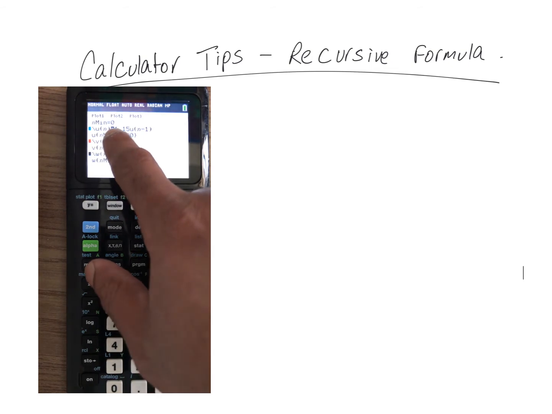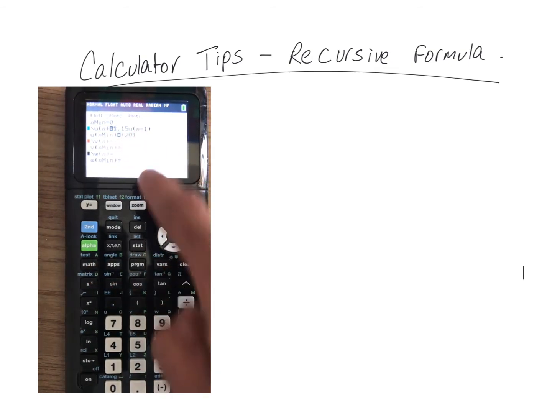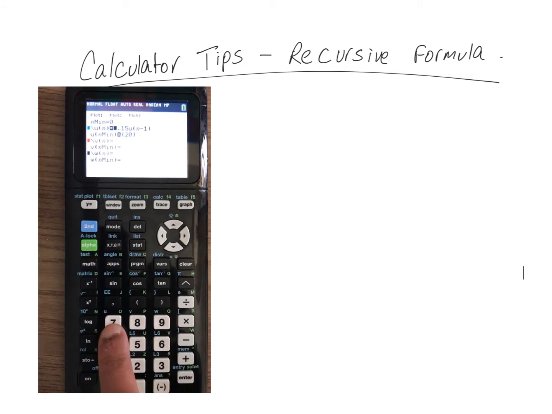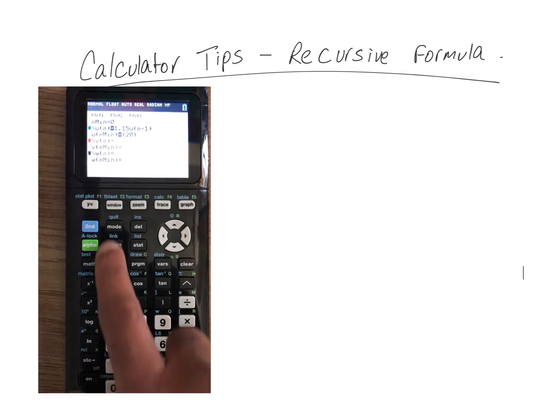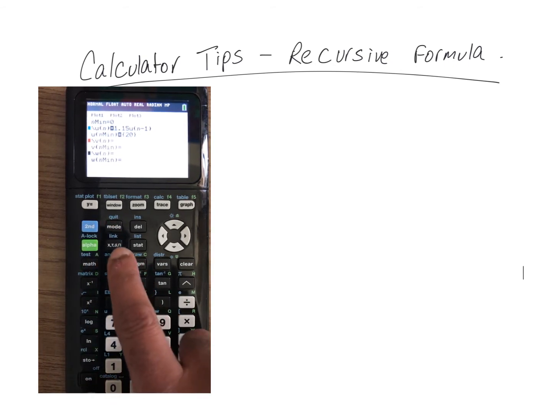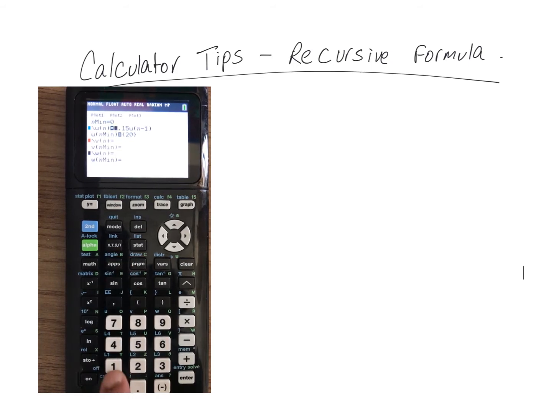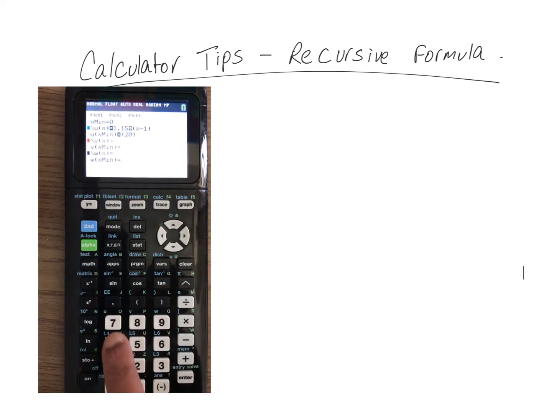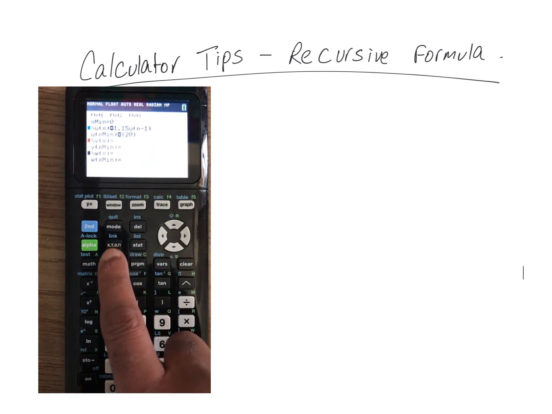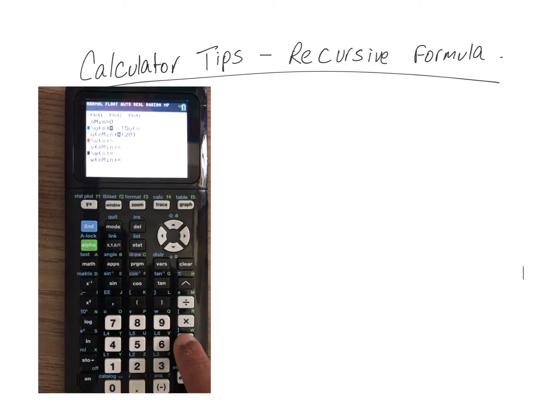So I'm using 1.15 u. To get u, we can use second and 7. You see the u up here. So second and u, and the parentheses is right here. And for the n, we use the x button right here. So if I were to enter the same thing, this is how I would solve it. 1.15, second 7, which gives me that u. Then I get parentheses, then I use this button to get the n minus 1, close the parentheses.